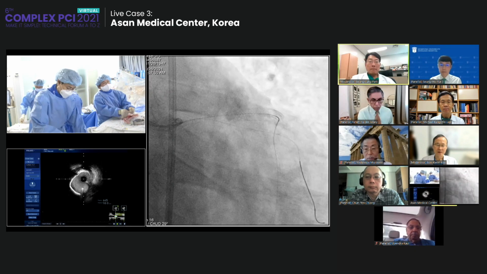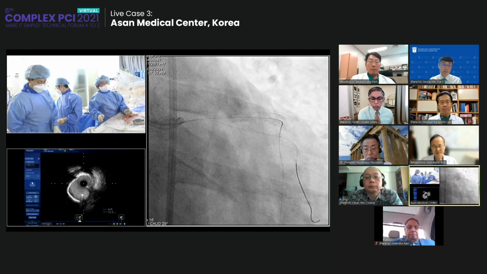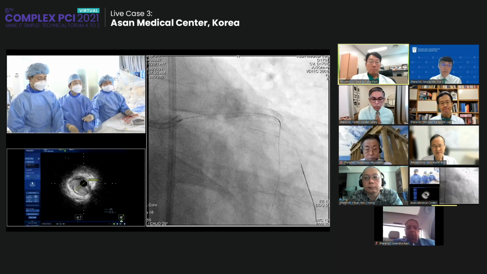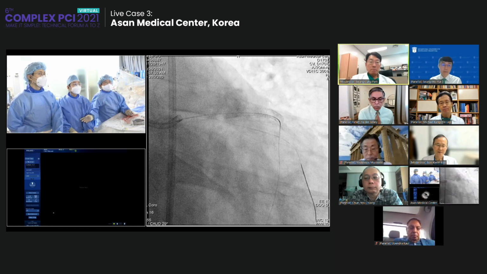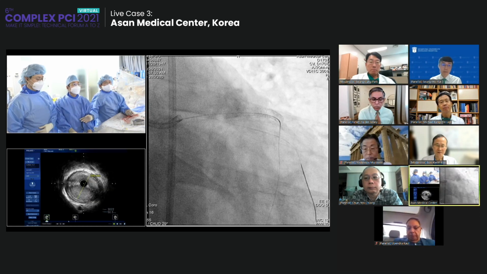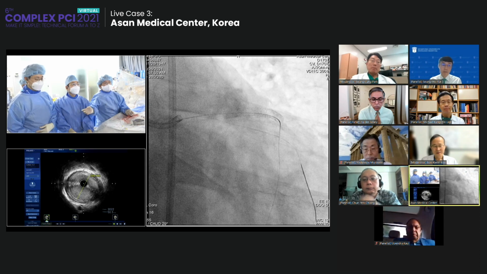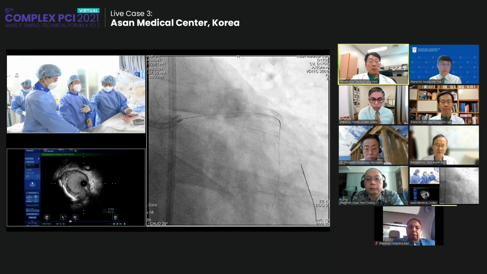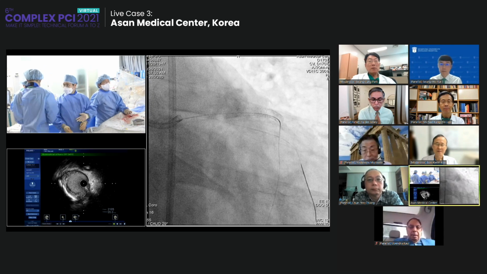What is the vessel size? The proximal LAD. Highly calcified lesion. Minimum lumen diameter. Okay, for all, please give me the 3.5 high pressure balloon.